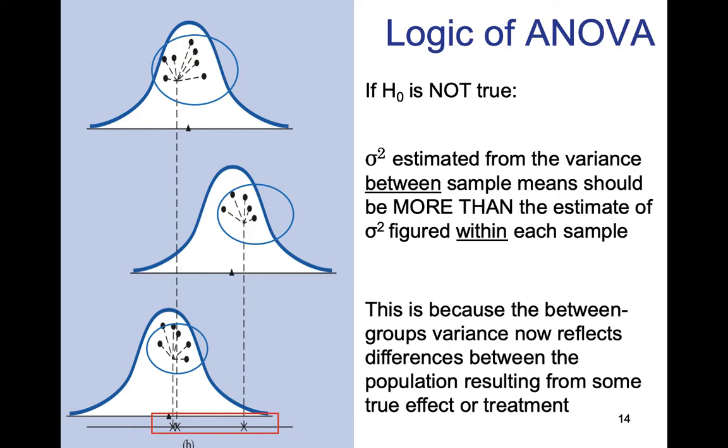However, if the null hypothesis is not true and there are differences between the population means, then the estimate of population variance that is estimated from the variance between the sample means, down here, should be more than the estimate of the population variance figured within each sample. This is because the between group variance now reflects differences between the populations resulting from some true effect or treatment.